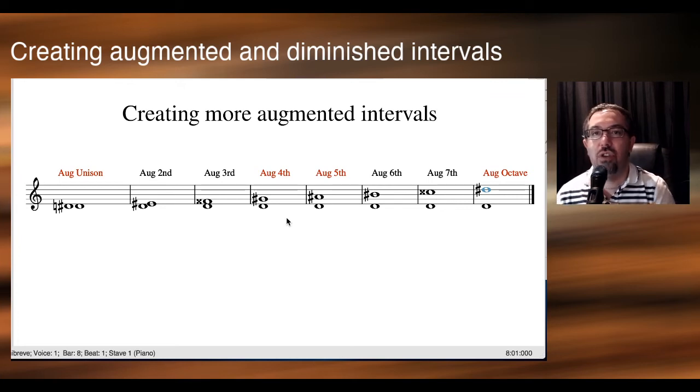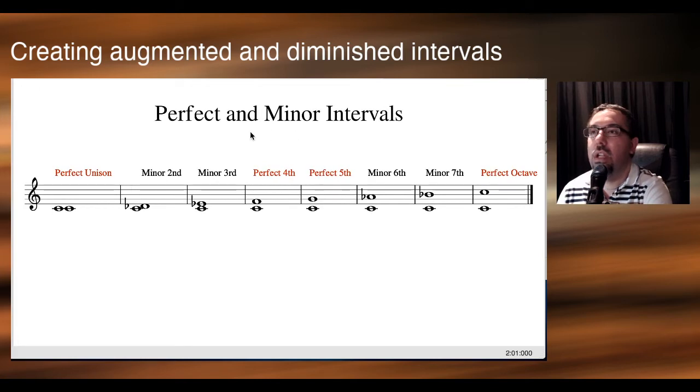So hopefully that helps you point out some of the augmented intervals. You're basically stretching either a major or a perfect interval by one semitone. Let's move over to the next examples here, where we've got perfect and minor intervals. These were some more that I looked at in one of my other videos, so go check out how we created those. I've got my perfect unison, minor second, minor third, perfect fourth, perfect fifth, minor sixth, minor seventh, and perfect octave at the end there.